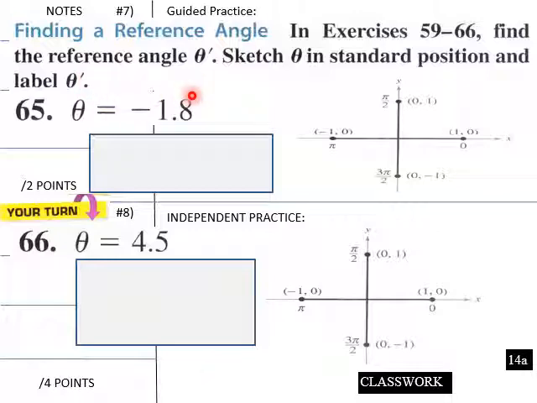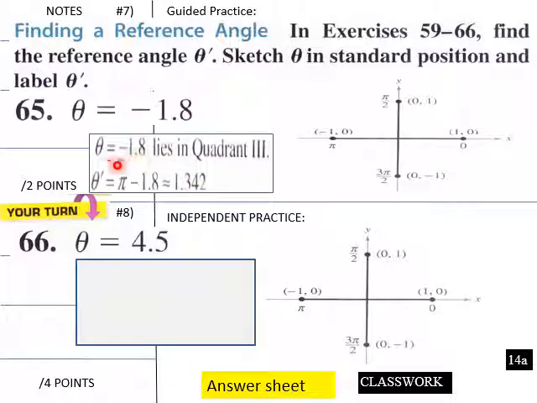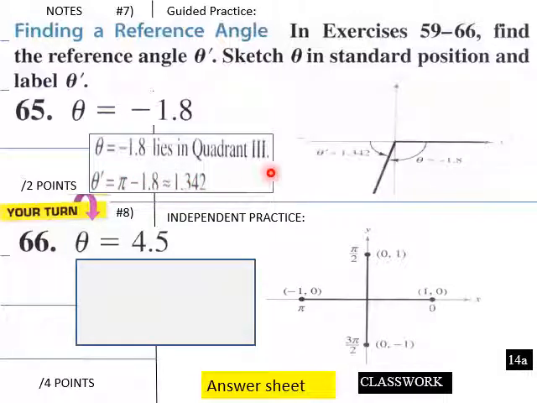So to do that, theta equals negative 1.8 lies in quadrant 3, because pi is 1.5 or something like that. Pi minus 1.8 would be 1.342. So that would give you theta prime for that. And then the sketch of that would be right here. Theta prime would be 1.342. Here's your reference angle here at pi. So pi minus 1.8 would equal 1.342.